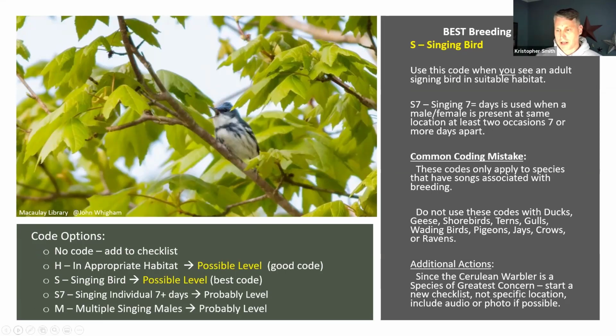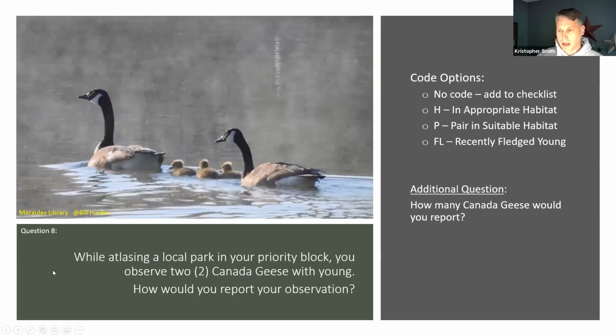All right, so let's jump on to our next question. Question number 8: while atlasing a local park in your priority blocks, you observe 2 Canada geese with young. How do you report your observation?